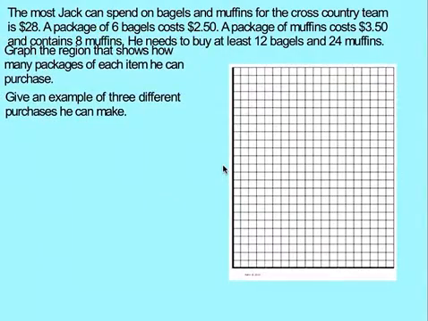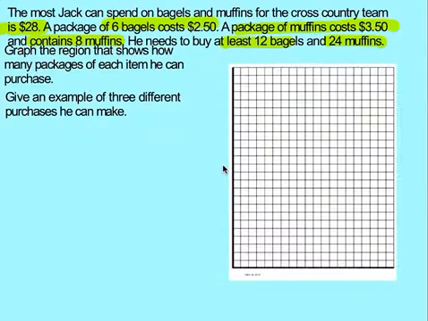Okay, so it says the most Jack can spend on bagels and muffins for the cross-country team is $28. A package of 6 bagels costs $2.50. A package of muffins costs $3.50 and contains 8 muffins. Okay, so he needs to buy at least 12 bagels and 24 muffins.